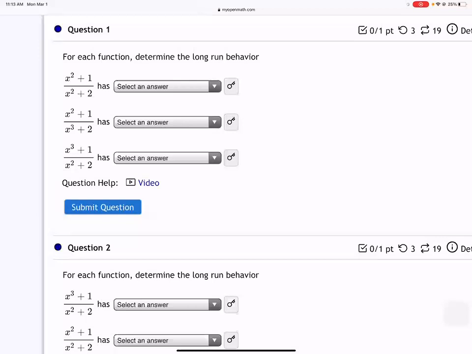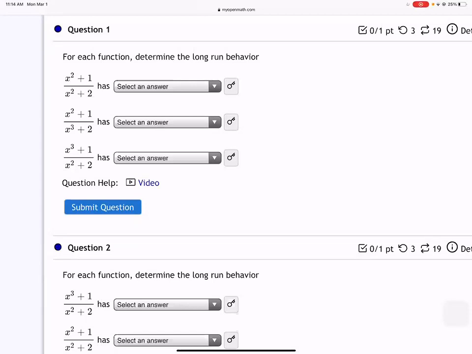So for your homework, it's pretty darn easy, because if you can catch these 3 rules: is the top exponent bigger, is the bottom exponent bigger, are they the same, what is the horizontal asymptote, we can see what the behavior is. So for each function, determine the long run behavior. In this case, our end behavior, our horizontal asymptote.